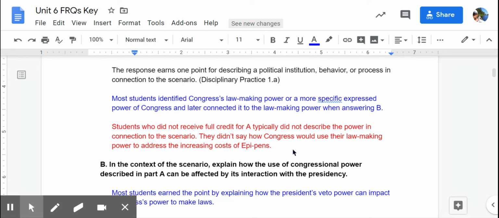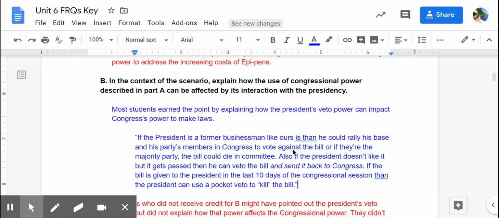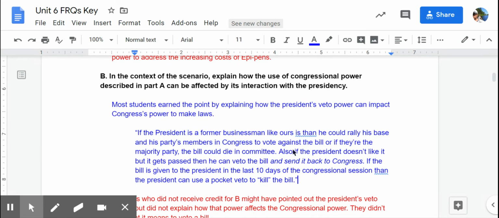Okay. Part B. In B, you're asked to explain in context. First, explain means you will have to identify a presidential power, define or describe that power, and explain how its use could impact the power you identified in A. For most of you, that was Congress's power to make laws.